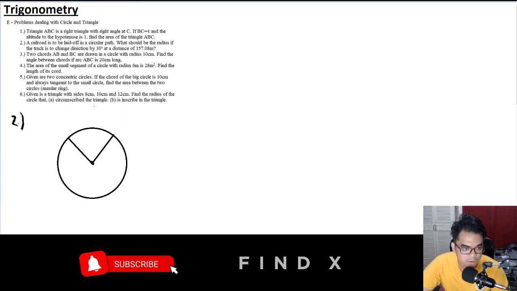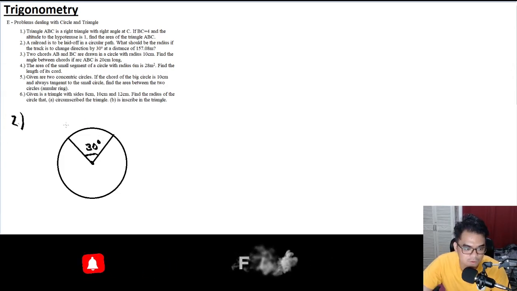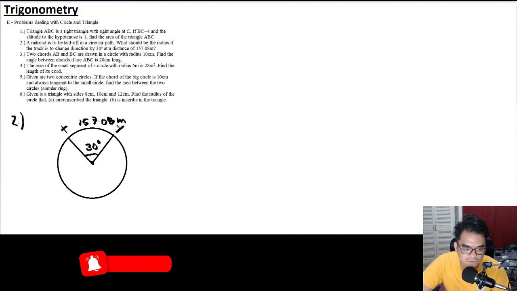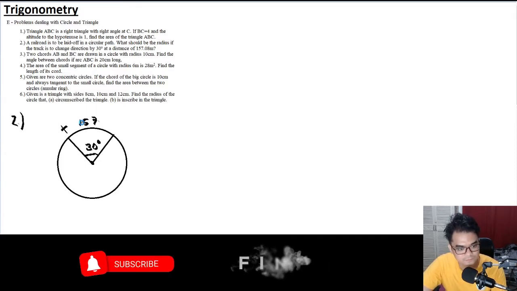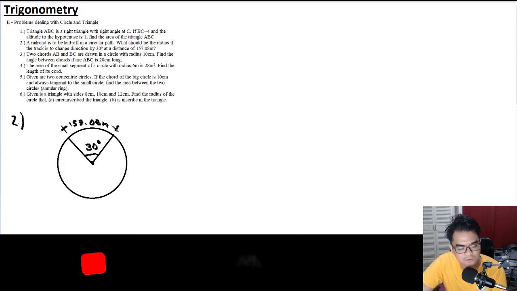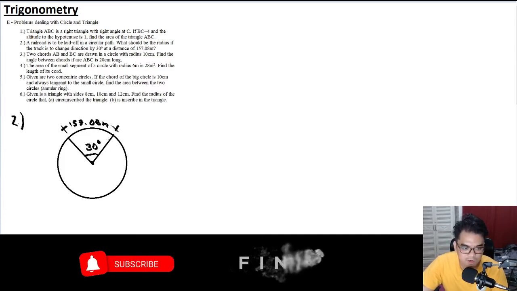So what you have to find is the radius if the track is to change direction by 30 degrees. So this should be 30 degrees, and the distance of this arc is 157.08 meters.